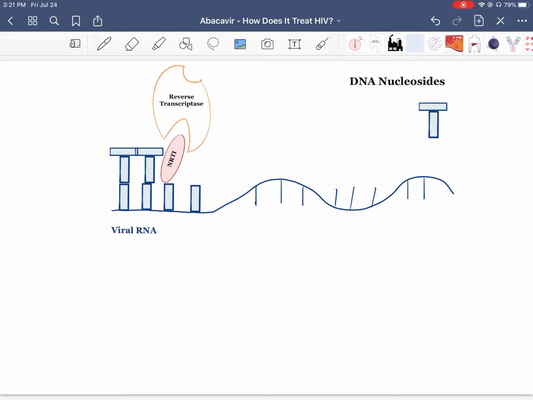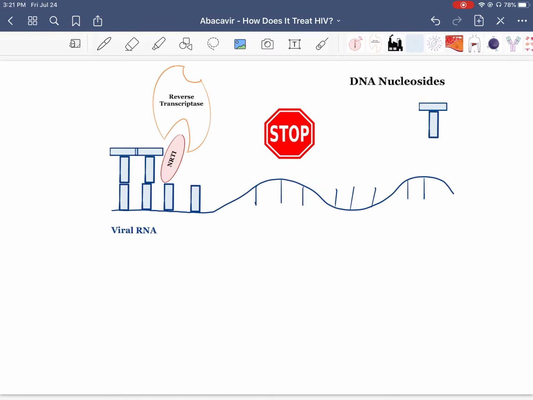In fact, DNA nucleosides can no longer be added to the viral DNA ladder, period, and thus the process of completing the ladder is terminated and proviral DNA is not formed. Thus, the viral RNA is blocked from being converted to the proviral DNA that would have hijacked our host cell DNA and caused the rapid creation of HIV virus.